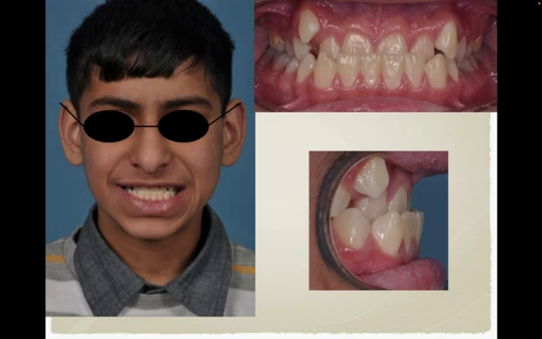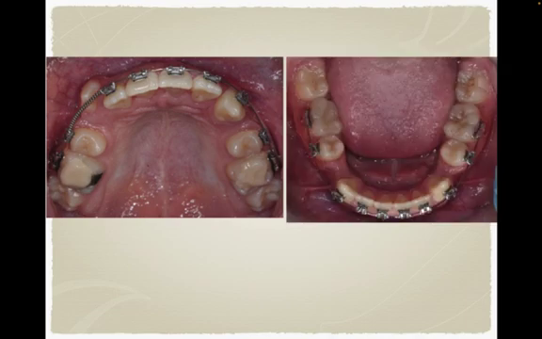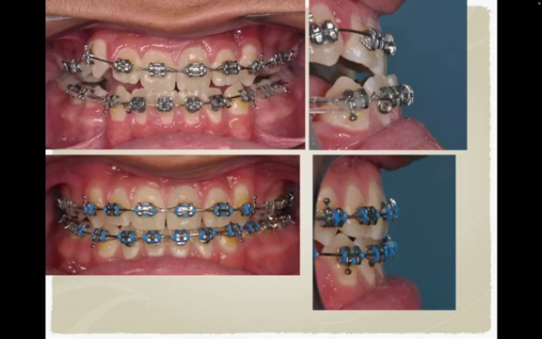Now some cases have a class 3 and this class 3 is associated with crowding. And here we tend to do extraction because we need to create space to align the teeth. However, the extraction pattern in a class 3 patient usually goes with the upper 4s and lower 5s because you don't want to do an excessive retraction of the lower incisors. This is the patient during the treatment and this is toward the end.